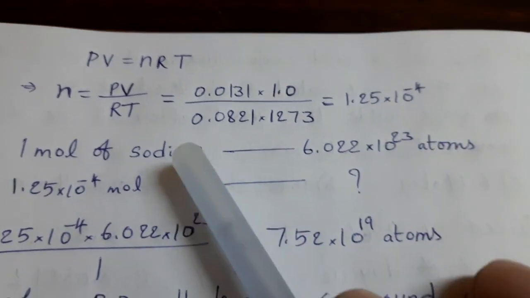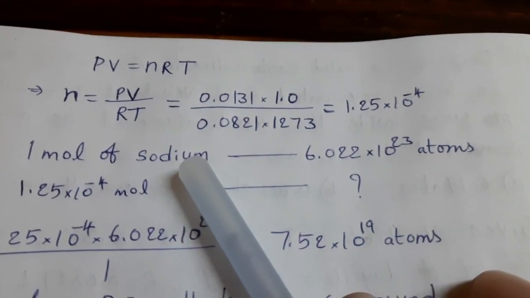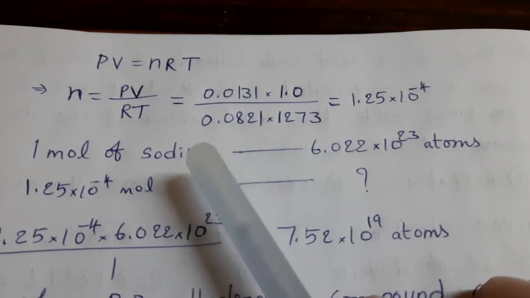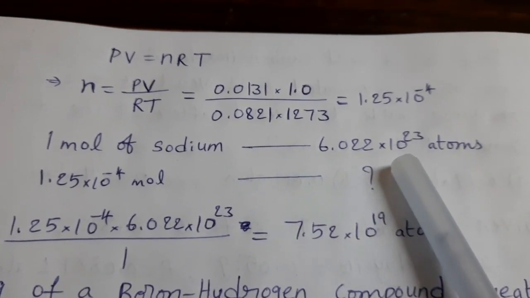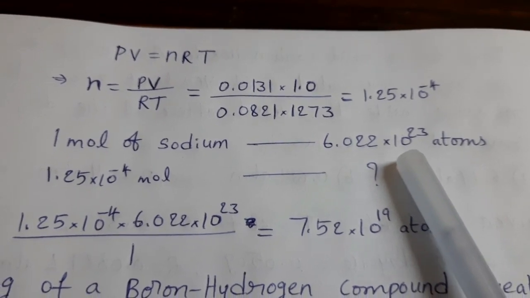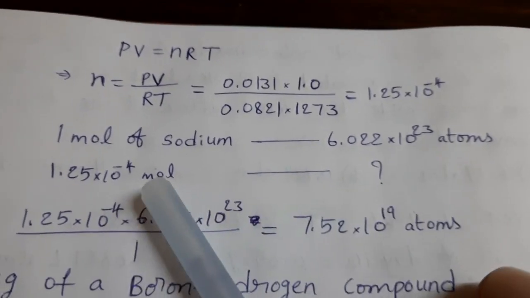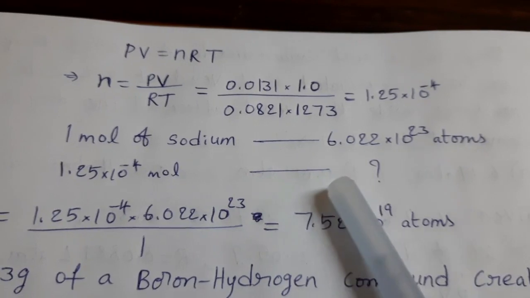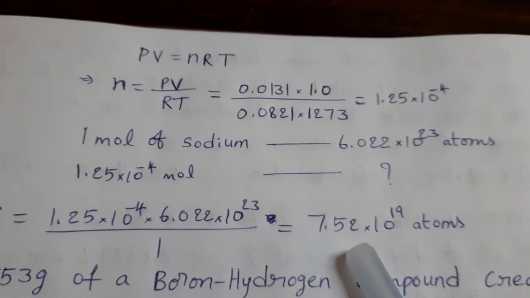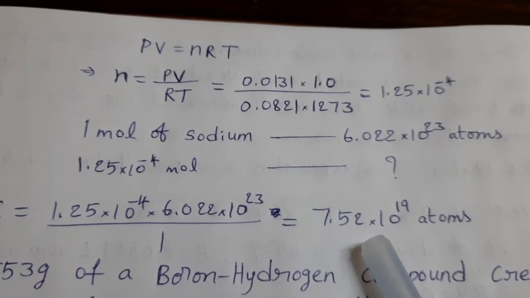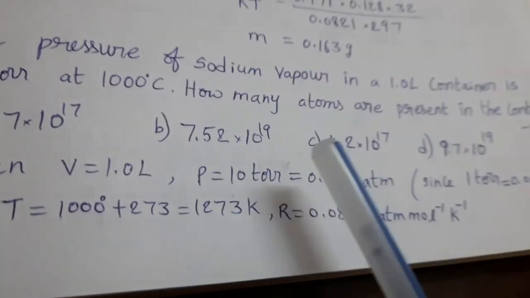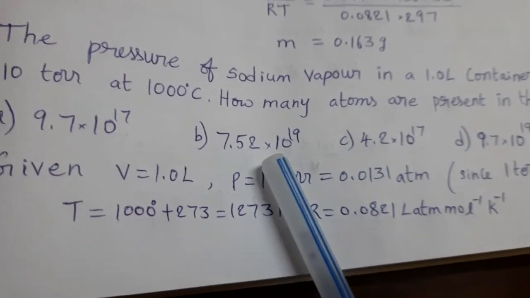moles. 1 mole of sodium is a monatomic substance. So 1 mole of sodium, how many atoms are there? 6.022 × 10^23 atoms. Avogadro number of atoms are there. In these moles, how many number of atoms? Do the cross multiplication. Then we can get 7.52 × 10^19 atoms. So what is the option? 7.52 means option B is the answer.